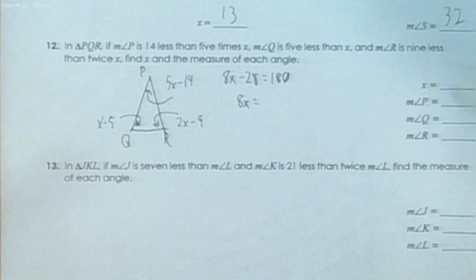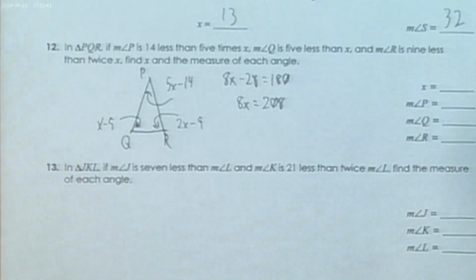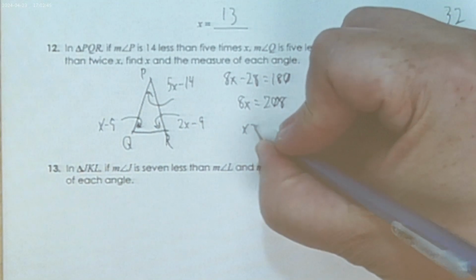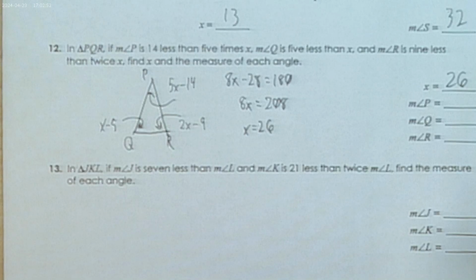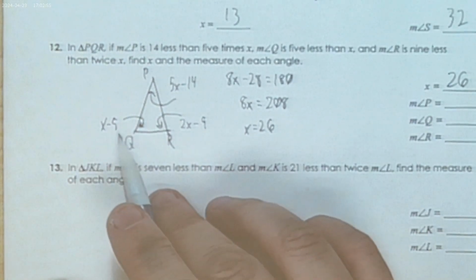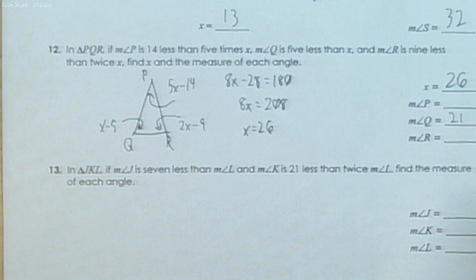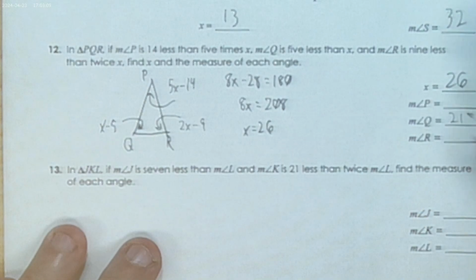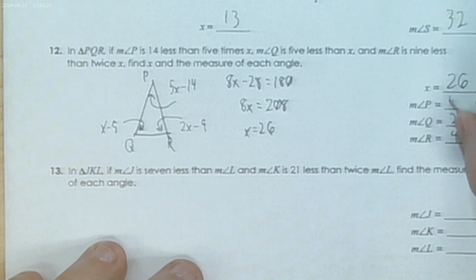So 8x equals 180 plus 28, which is 208. So x equals 26. All right. It seems a little big, but we'll see how it goes. So angle Q I can do offhand. Angle Q is going to be 21 because it's x minus 5. Second one, angle R is 2 times 26 minus 9. That's going to be 43. Then P is going to be 5 times 26 minus 14, 116.